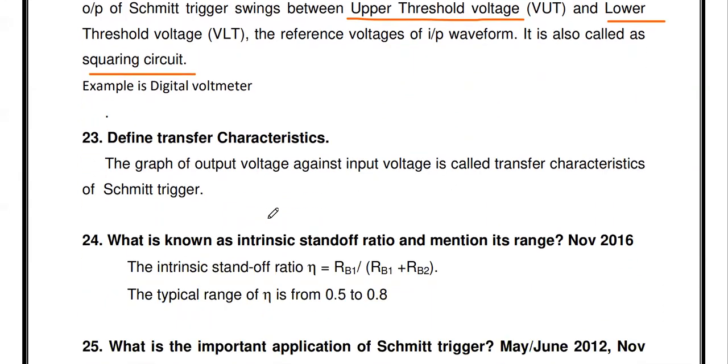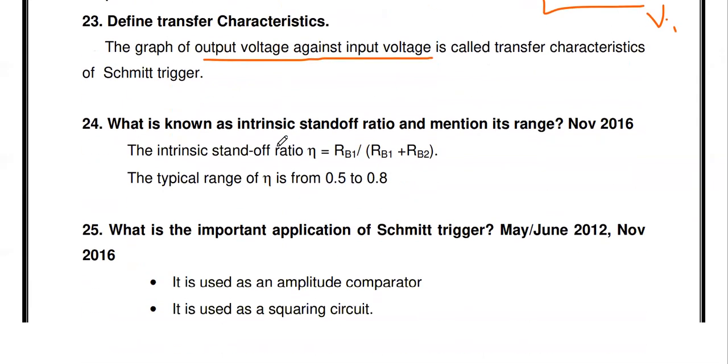Then the next one, define transfer characteristics. The graph of output voltage against input voltage is called the transfer characteristics in the Schmitt trigger. The graph drawn between input voltage and output voltage is said to be the transfer characteristics.